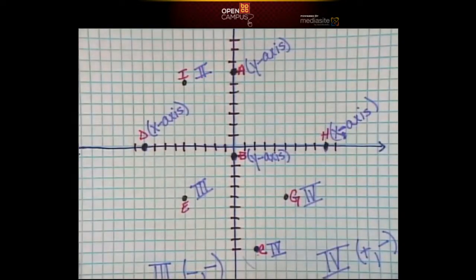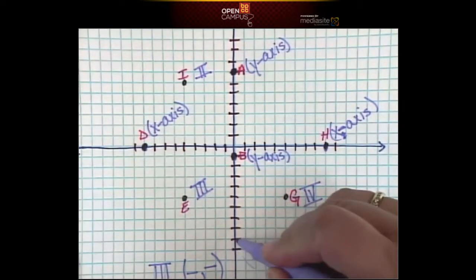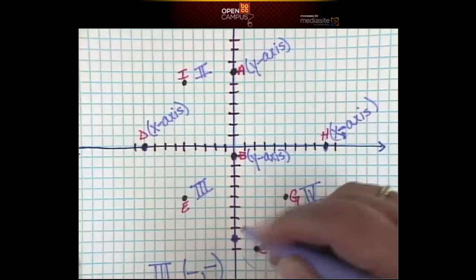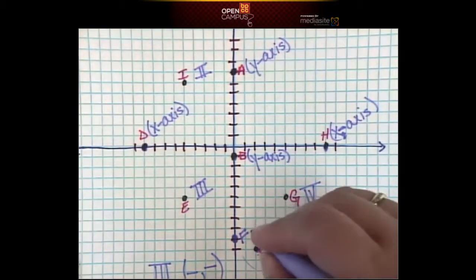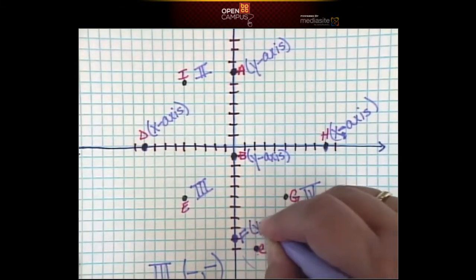Okay, I believe there is supposed to be a letter F on here. Letter F is supposed to be down here, I think. So let's put letter F right there. And letter F, where is he? He's on the y-axis again. And there's a lot of people on the y-axis.